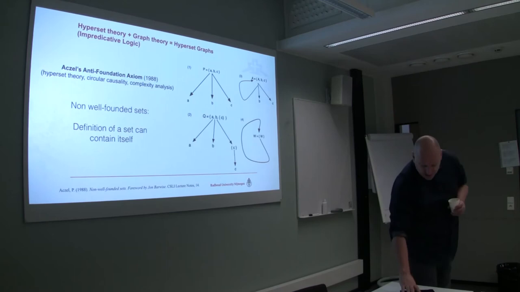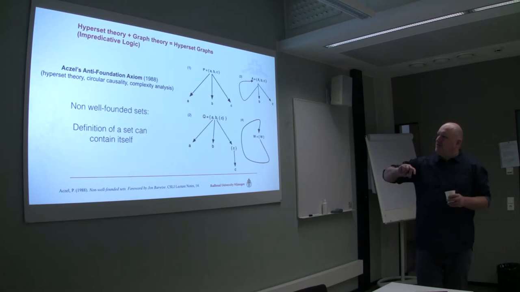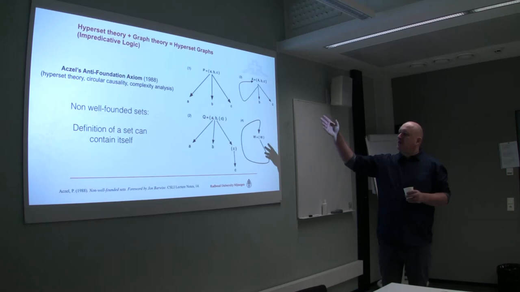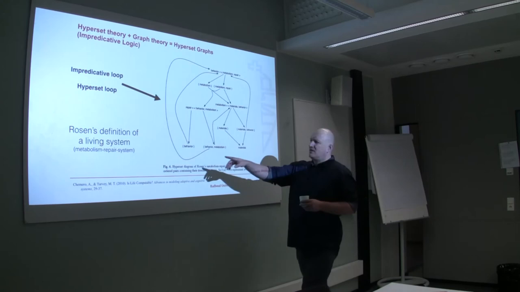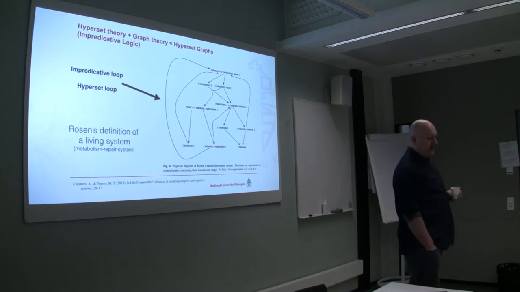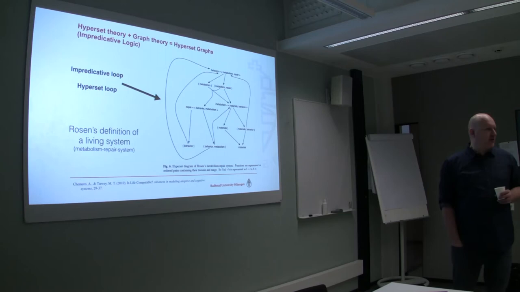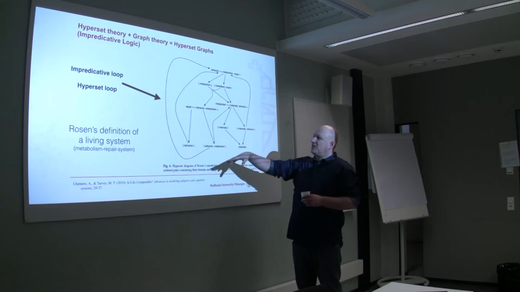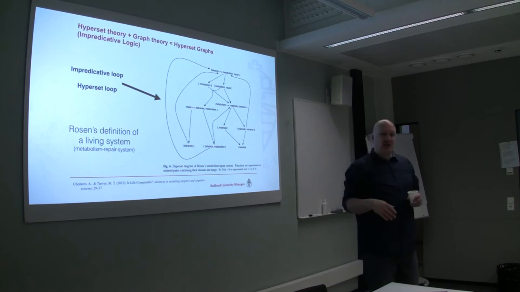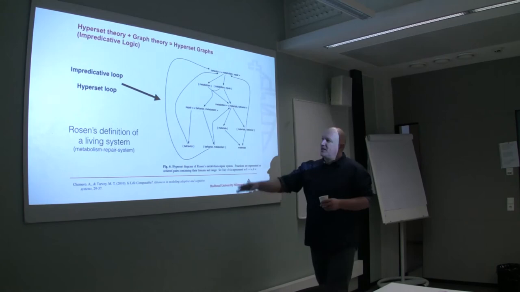And then the hyperset theory, or the impredicative. I have to say it differently. The anti-foundation axiom sparked a different branch of graph theory, called hyperset graphs, and they look something like this. This was an attempt by Rosen, who was tasked by NASA, I think in the 60s or 70s, to give a definition of life, because if you go out in the universe, you have to know what life is. His attempts were very interesting because he tried to do this in a logical way, but he very quickly realized that it's not possible with set theory. You need something else because you have all these feedback loops coming in. In hyperset theory, they are called hyperset loops or impredicative loops.